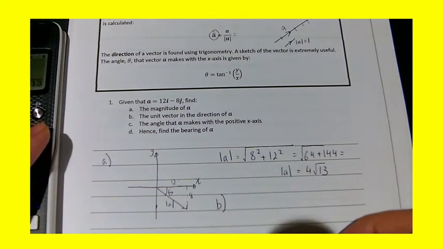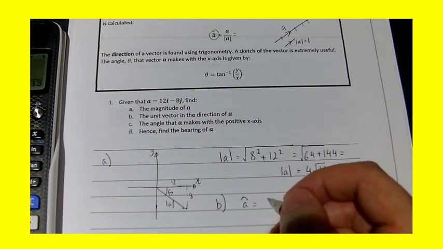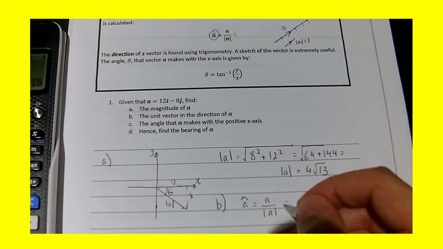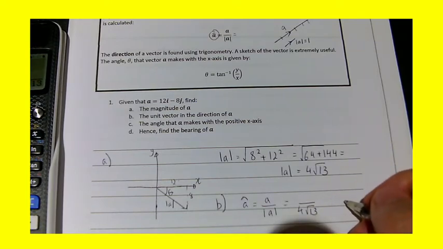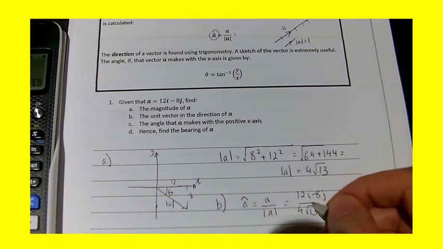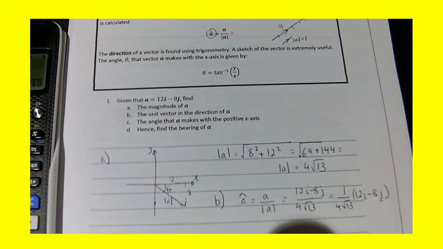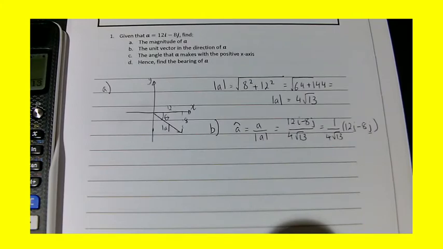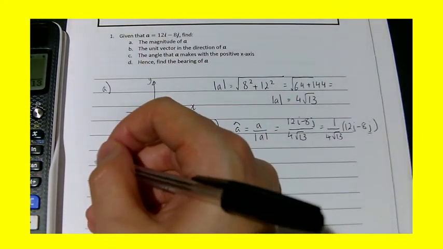Part b, the unit vector in the direction of a. The unit vector is given by this symbol and by this formula, a over the magnitude. So we get the magnitude, which we already have, 4 root 13, and we divide the vector a by that. And that is the unit vector. So the unit vector is given as such.